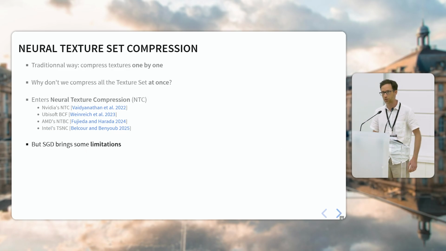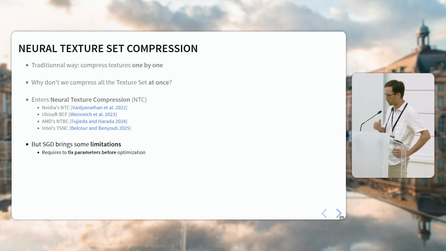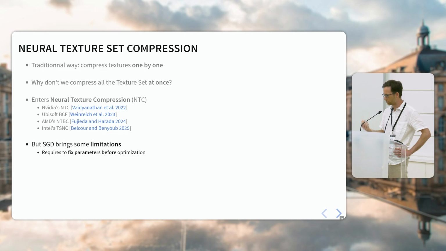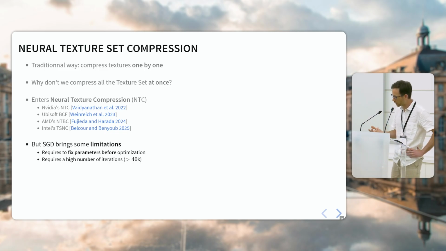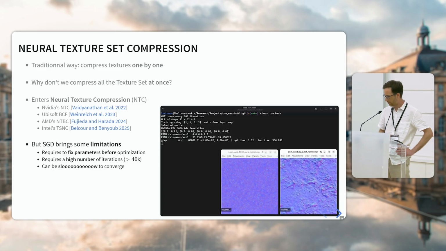But using stochastic gradient descent has some limitations. The first thing is that it requires you to fix some of the formalism before the optimization. You have to fix the neural network you're using, you have to fix the form of the latent representation you're using, etc. The other requirement is that you need a lot of iterations of stochastic gradient descent to converge to something of reasonably good quality. Usually people go towards 40K iterations, which is large, and it can be slow.